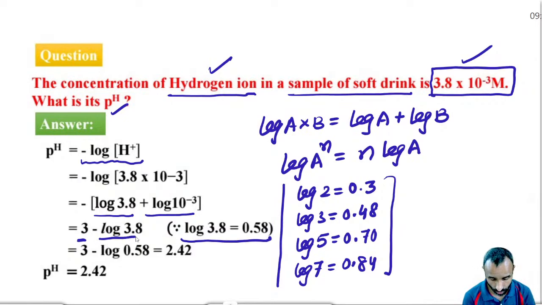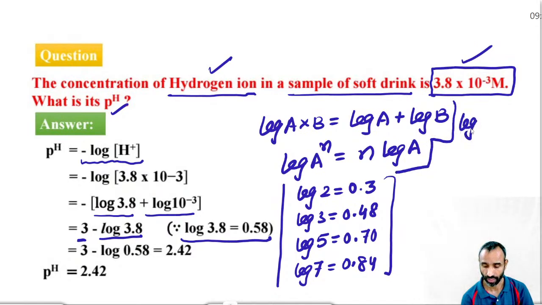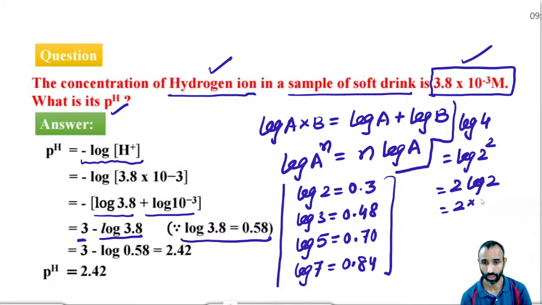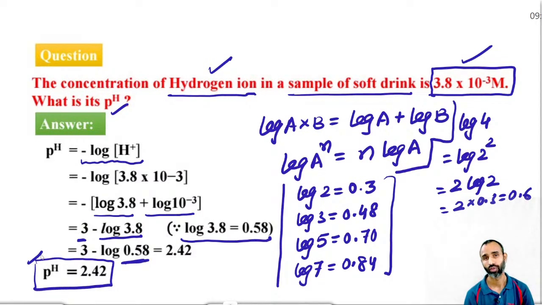See, as it is log 3.8, for numerical purposes you can take it as log of 4. 3.8 is very close to 4. So you can take it as log 4, and it is equal to log 2 raised to power 2, that means 2 log 2, that is 2 into 0.3, that is 0.6. So it is very close. It is 0.58, you can take it as 0.6. So the value comes out to be 2.4. pH is 2.4. So you can guess the answer.